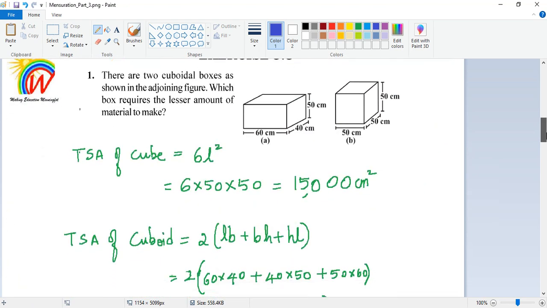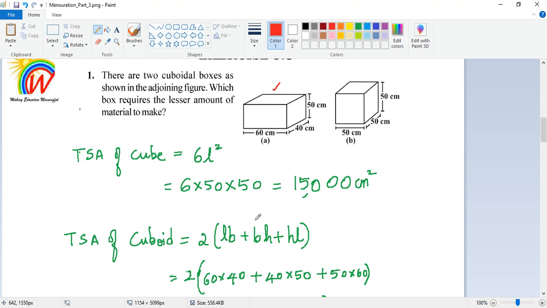Alright. Now come to exercise 9.3. It says there are 2 cuboidal boxes as shown in the figure. Now if you look at this, box A is cuboidal, box B is actually cubical, right? Because you see 50, 50, 50, all the sides are equal. So it's a cubical box. Now which box requires the lesser amount of material to make? That is what they are asking you. So you find out the total surface area. Material to use is the total surface area, right? The whole thing, all the walls and the floor and the ceiling, everything is considered.